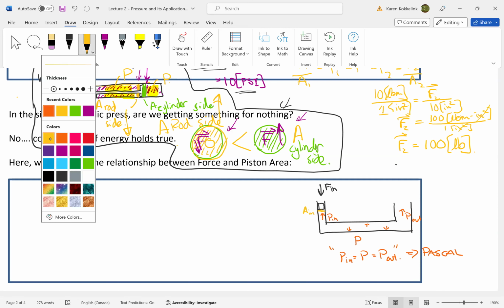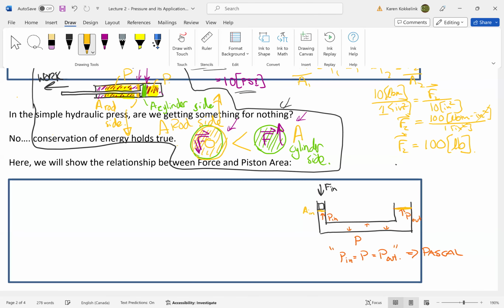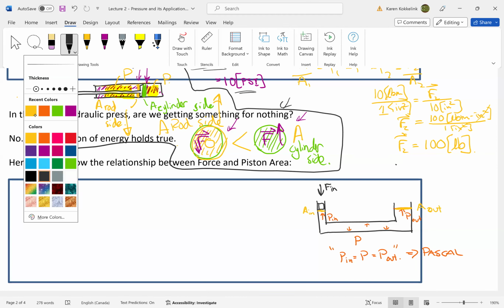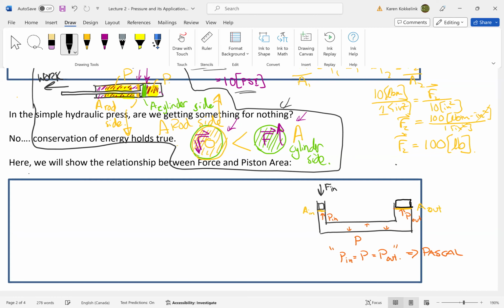So then the pressure acting upon a cylinder on the way out, A out, is going to have a larger force because it's acting across a larger cross-sectional area, A out. So F out is going to be greater than F in. So we're sort of exploiting Pascal's law here. So are we getting something for nothing?